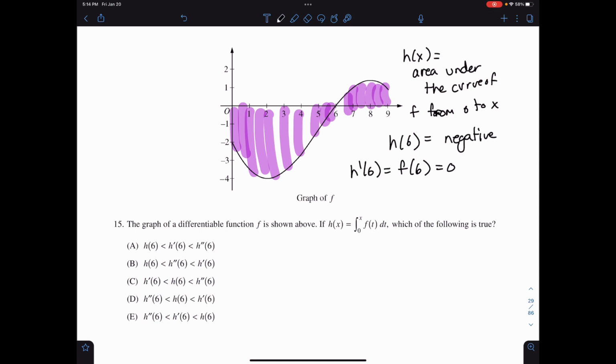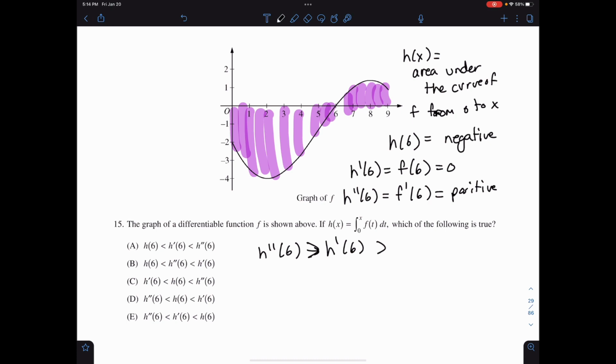Now for h double prime of 6, this is equivalent to f prime at 6. And f prime is the slope of our line f. And here the slope is positive. So my ordering is that h double prime of 6 is greater than h prime of 6, which is greater than h of 6. And that answer is A.